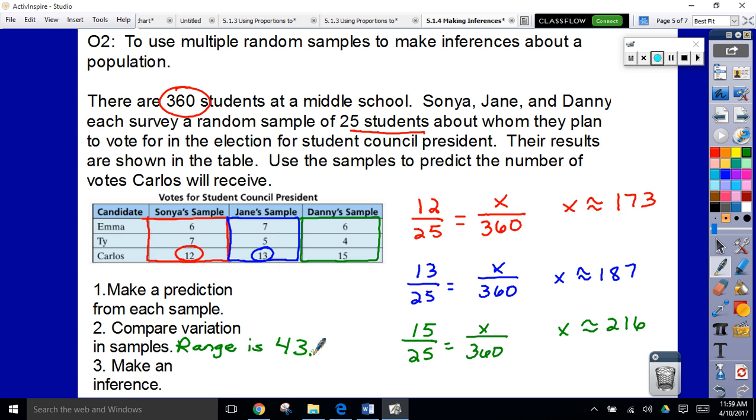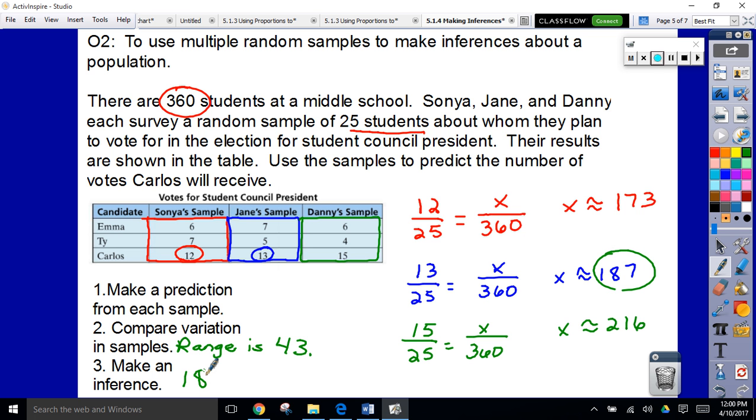Then it asks us to make an inference. When we make an inference, generally we just use the median number. So out of the three predictions that we just made, I'm going to take the prediction that's in the middle, which is this one, and I'm going to use that to predict how many votes. So I'm going to say my best prediction is that he would get 187 votes.